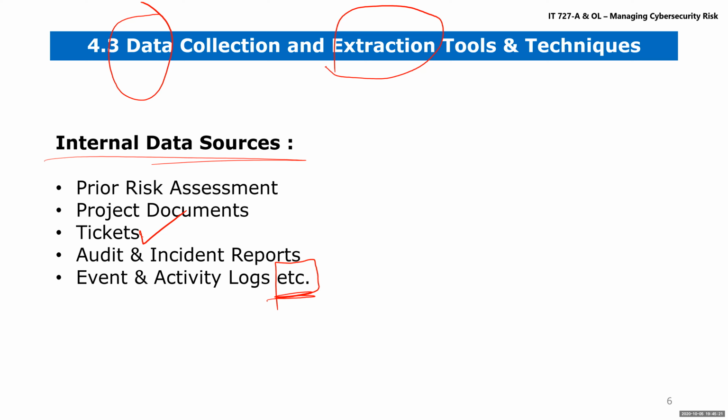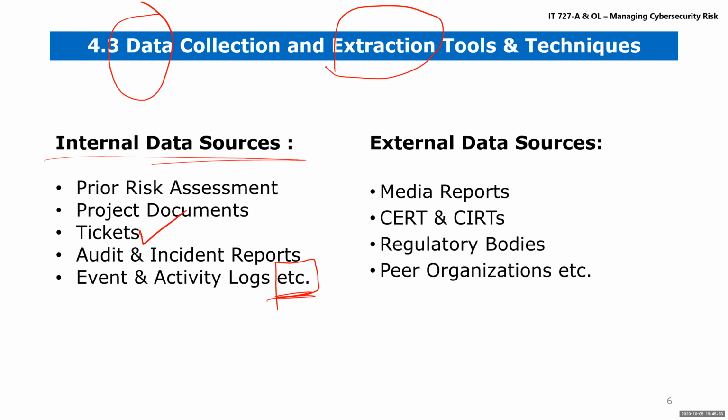When it comes to external, what are some good external data sources? Obviously, media, definitely. CERT, that is the Computer Emergency Readiness Team, and the Incident Response Team, right? The regulatory bodies, peer organizations. Especially with this, it's always a good thing to take a look at what a similar organization is going through and how it results in either a KPI or KRI, right?